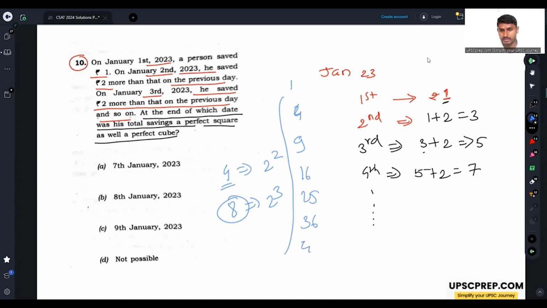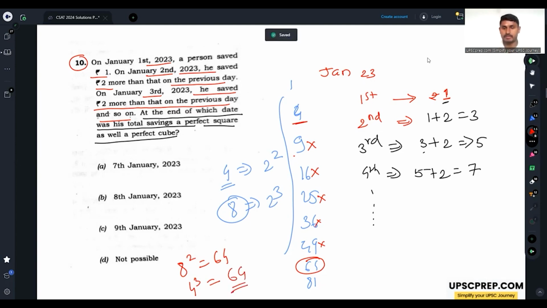36, 49, 64, 81. So see here, is 4 a cube of some number? No. 9 is also not, 16 is also not, 25 is also not a cube of any number, 49 is also not, 81 is also not a cube of any number. But I could say 64: the square of 8 is 64 and the cube of 4 is 64, right?